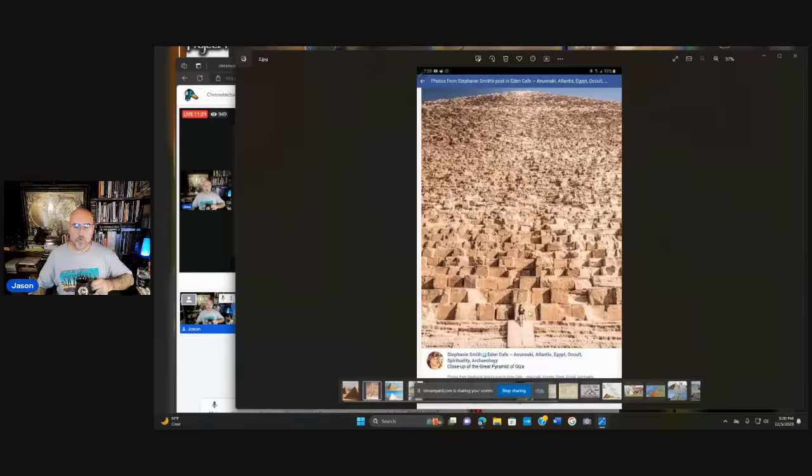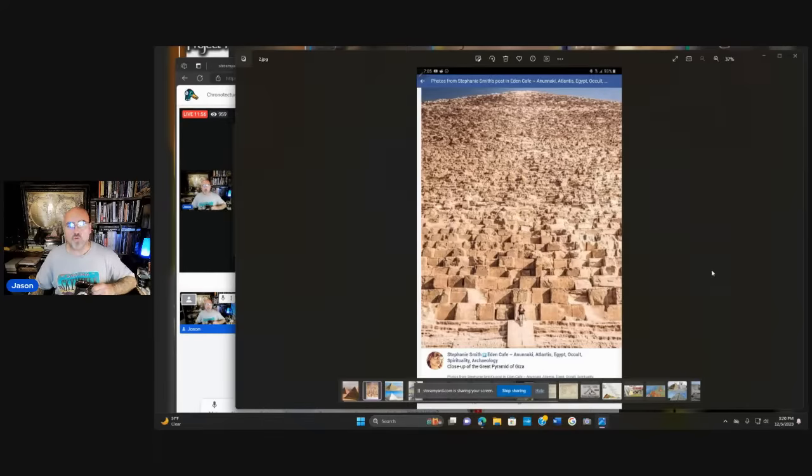You can see that tiny woman in the bottom and how big those blocks are. Those blocks are 2.5 to 5 tons each. There are 203 layers of these blocks that start at the base and go all the way up at 51.5 degrees, going all the way up to the very top. Yeah, this is solid masonry.